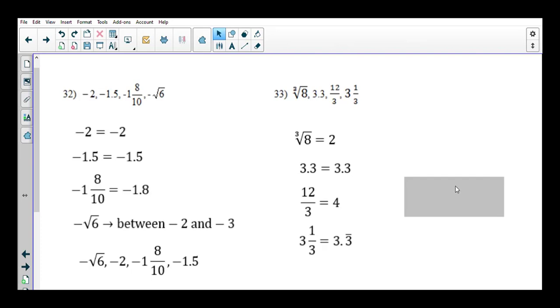So from least to greatest, 2 is the smallest, so that's going to be the cube root of 8, followed by 3.3. 3.3 repeating is slightly bigger than that since 3.3 is like 3.30, and 3 1/3 is 3.33. So 3 1/3 comes next. Finally, our largest is 12/3, which is of course equivalent to 4.